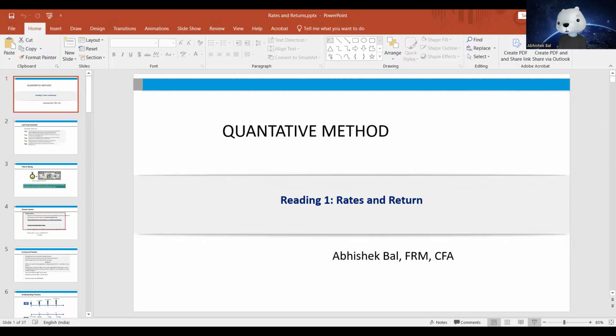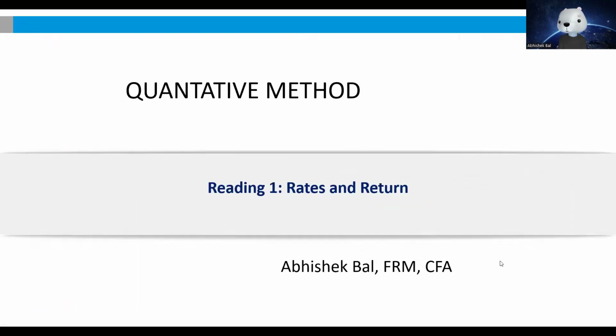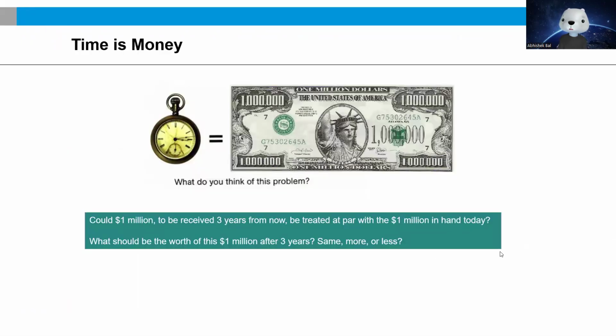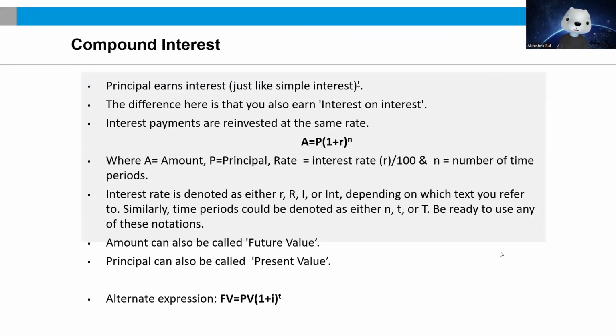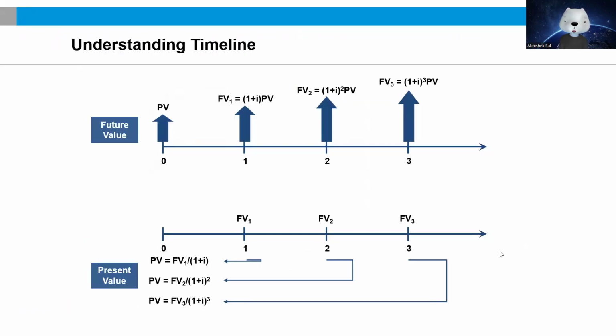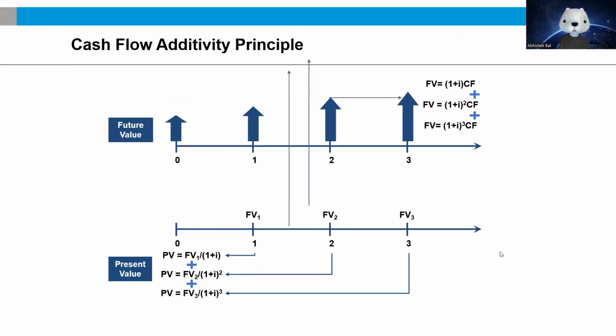Hi, and welcome back to part 2 of our presentation in the topic area of quantitative methods for your CFA Level 1 curriculum. Today's topic is rates and returns. Now, in part 1 of our presentation, I gave you a brief introduction about the relationship between money and time. We talked about different kinds of interest rates, beginning with the simple interest rate and the compound interest rate, and the relationship between the future value and the present value.